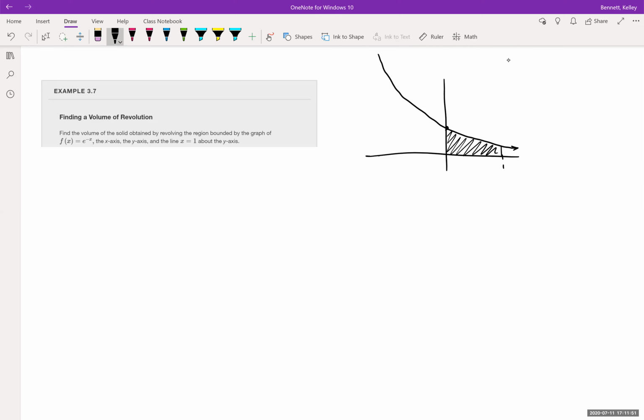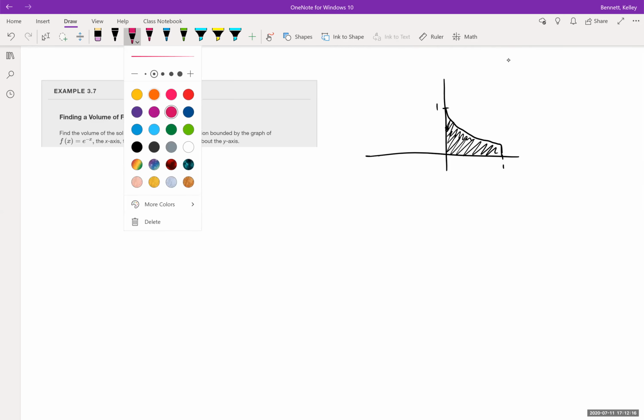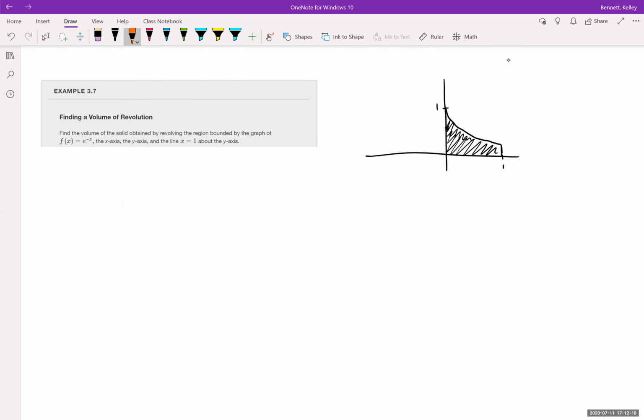So let's just think about this really quickly. Let's say I did a shell. Let's draw this a little bit more saturated. So you could draw a shell or you could do a disc. So if you were to do a disc, and we're going about the y-axis, by the way, your disc would look like this, right?